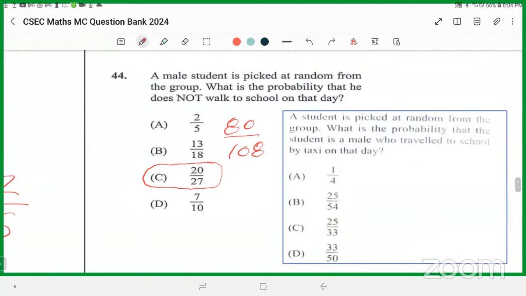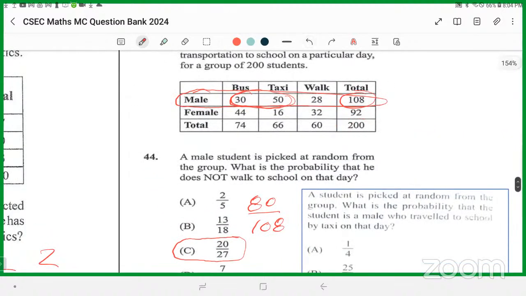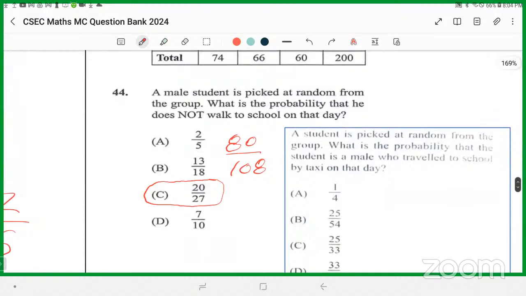It says, a student is picked at random from the group. So now you're coming from the whole group, not from the male. The previous one was a male student picked. So look carefully, you have to be careful because some of the same data, none of the answers are repeated, but still. A student is picked from the group. So you're coming from the full 200 students now. What's the probability that the student is a male who travels to school by taxi?